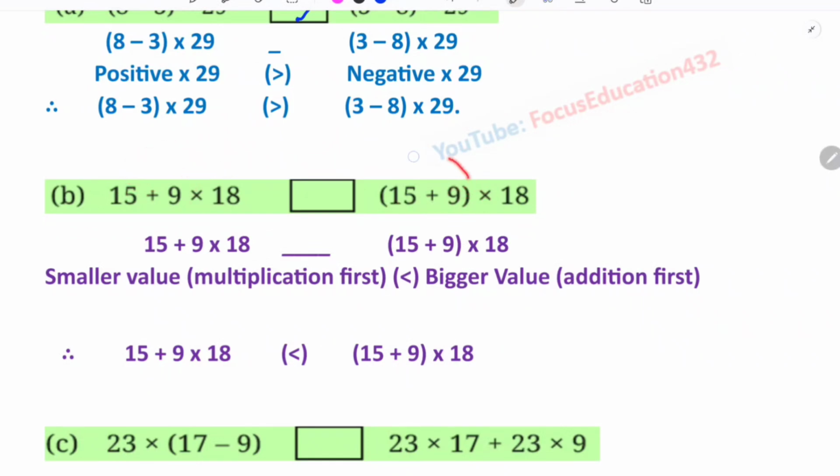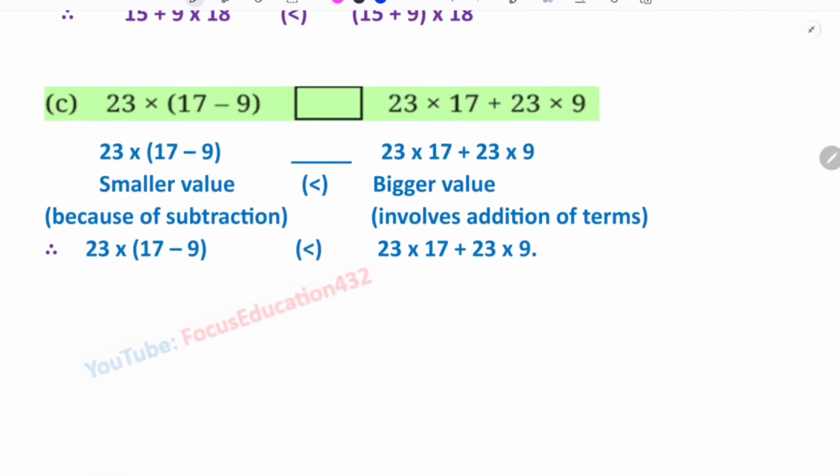So in this case, 24 is multiplying with 18. So what we'll get? LHS is less than the RHS. Because this one is a smaller number, whereas this is 24, a bigger number. Now we will see the next bit.